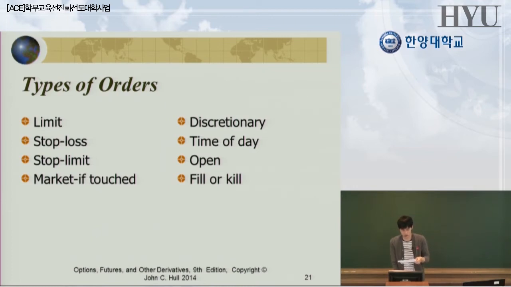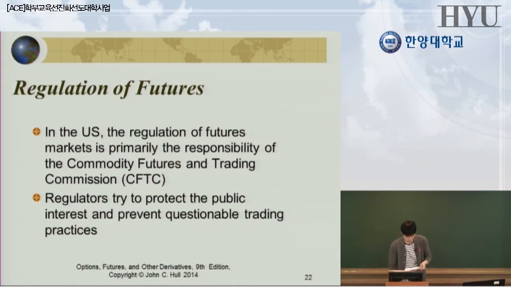Open orders are orders that remain open until they either transact or are cancelled. Fill or kill orders must be executed immediately or the trade will not take place. These are the types and the regulations of futures. This is about the regulation in the US market.